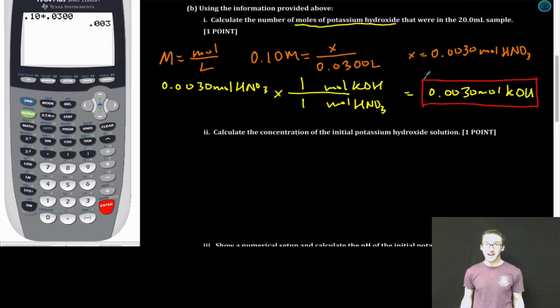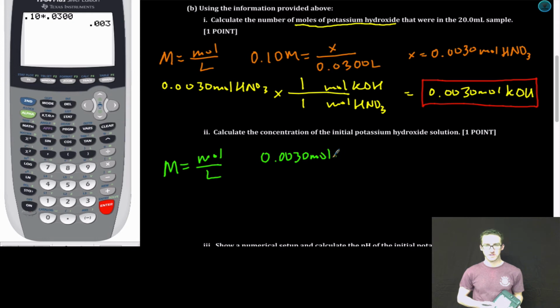Take a moment, look at the work that I've done. You want to be able to not only tell me what your answer is, but show me how you got there. So you want to be comfortable using the molarity equation and your dimensional analysis. Subpart II. Calculate the concentration of the initial potassium hydroxide solution. Once again, molarity.